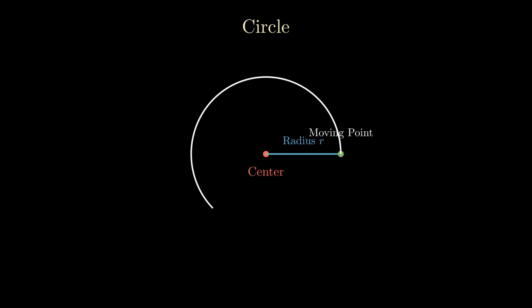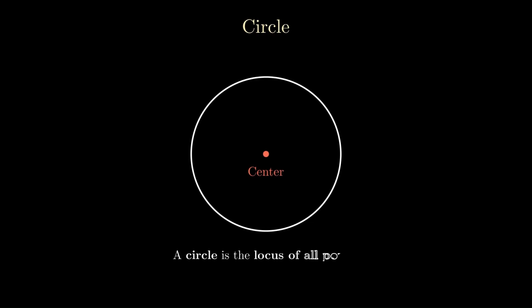Let's start with the most familiar one, the circle. A circle begins with a fixed point, which we call the center. Now, imagine a point moving in a plane, its distance from this fixed center always constant. This constant distance is known as the radius. The path traced by this moving point defines a circle.